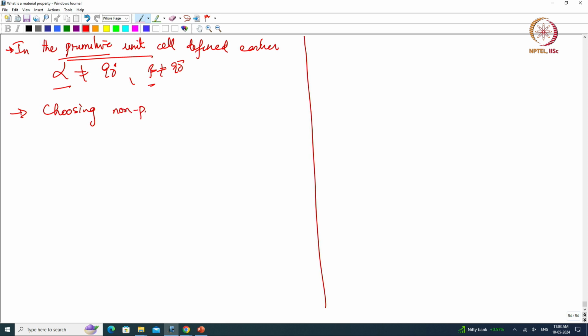So, rather we have to go towards choosing non-primitive unit cells that actually show the symmetry of the system, okay. So, in other words, if you tell me that I have a unit cell with alpha equal to 90, beta equal to 90 in 2 dimensions, I am already going to imagine that the underlying symmetry should have at least two mirrors or two-fold axis of symmetry or something like that, right. So, it is equivalent to an orthorhombic system in 3D.